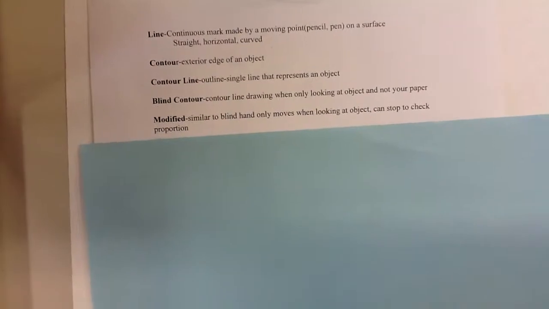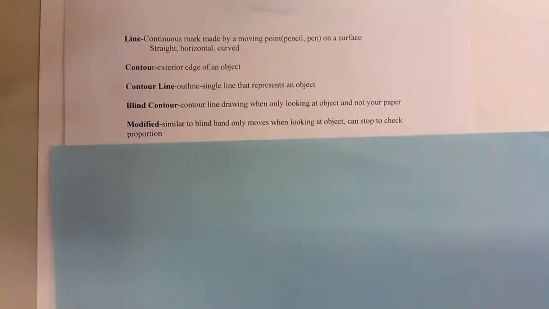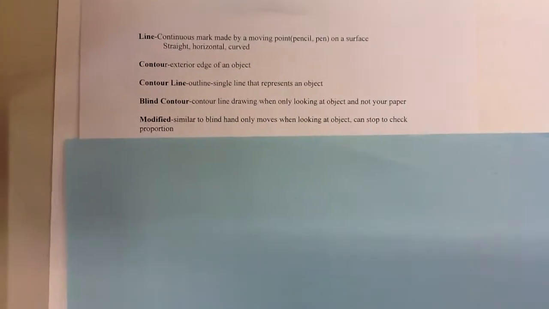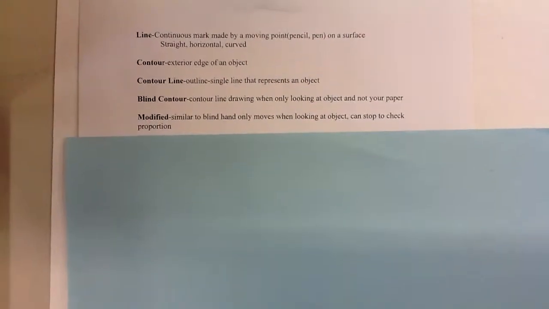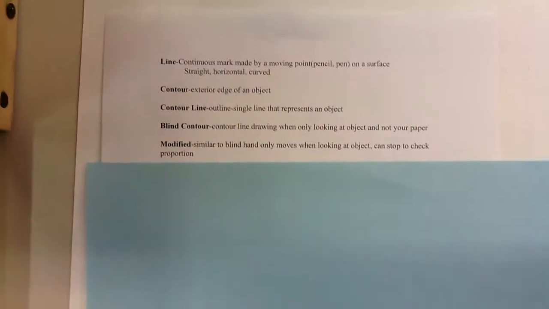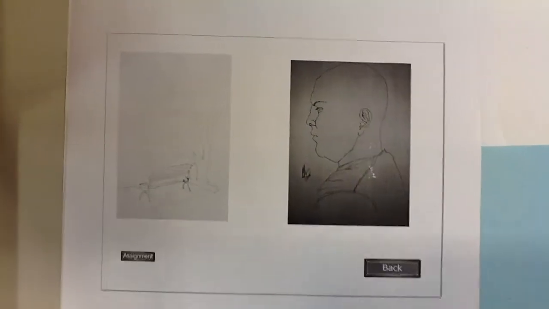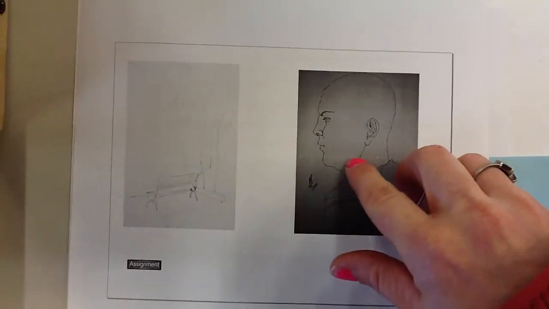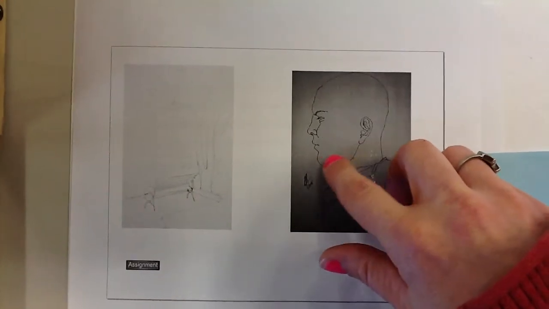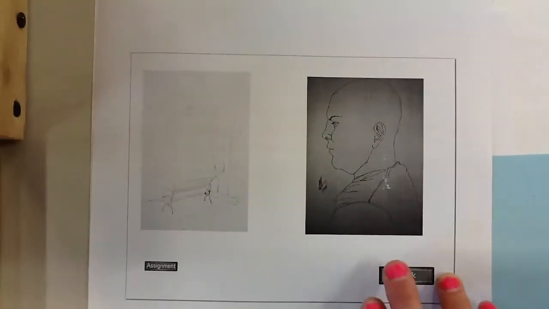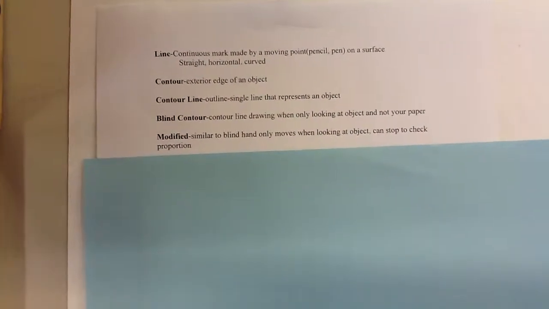A modified contour drawing is similar to blind. Your hand will only move when you look at the object, but you can stop to check your proportion. Here are some examples of some modified. So if you notice, it looks more like a face. It's more in proportion and to scale, okay? That will be on the third video that we do called Modified Contour Drawings, the demo.